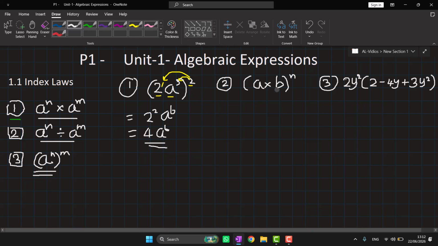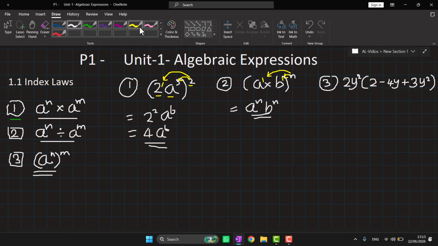Then the second example, since they have not given any indices, you can mark them as 1 and 1. So both of these indices should be multiplied by this n outside the bracket. So you will be getting a to the n times b to the n.